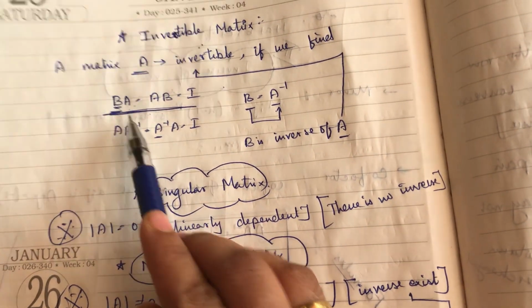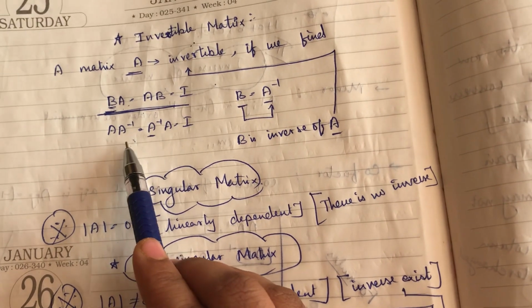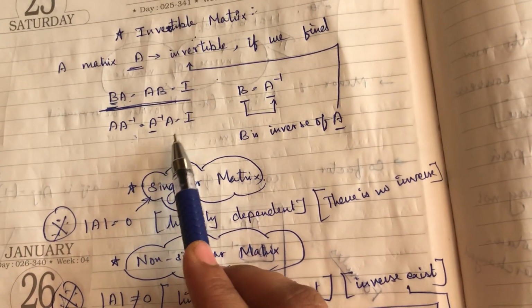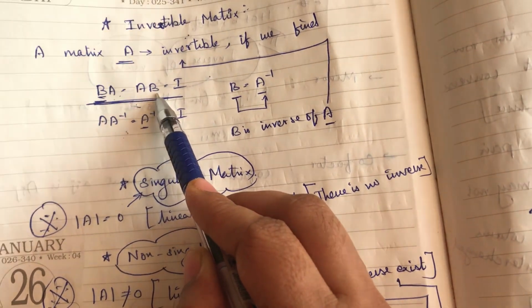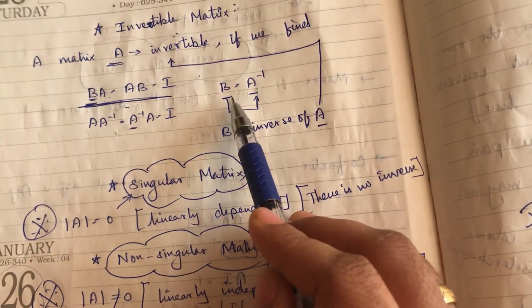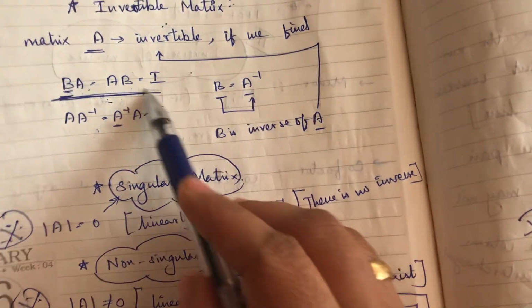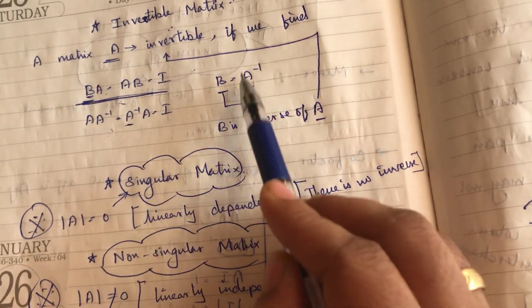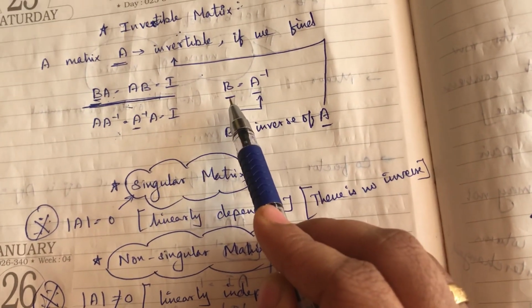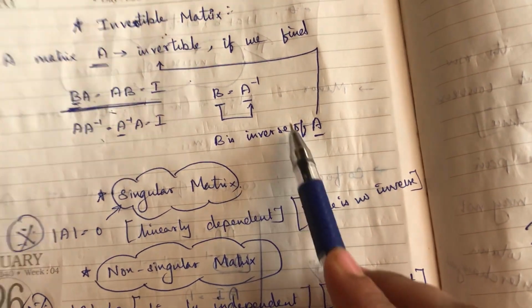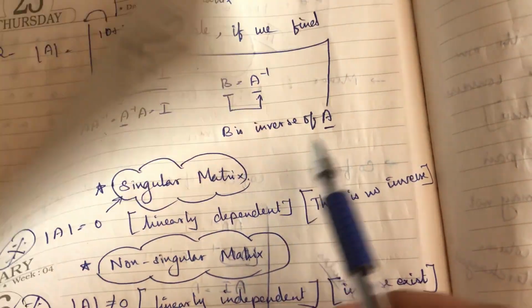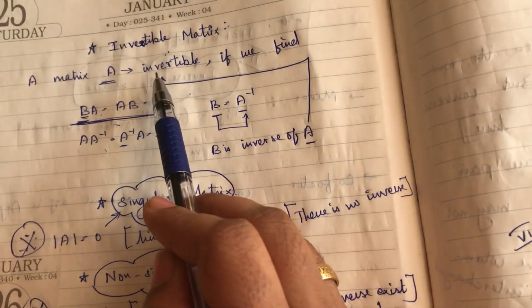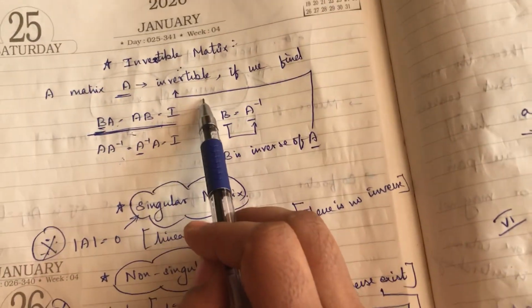So if we put B as A inverse, meaning A into A inverse or A inverse into A will get I, right? So we are replacing B as A inverse, like B is equal to A inverse. So A has the inverse matrix, which is another matrix named B. So B is the inverse of A. So if A has an inverse matrix, it means that A will be an invertible matrix.